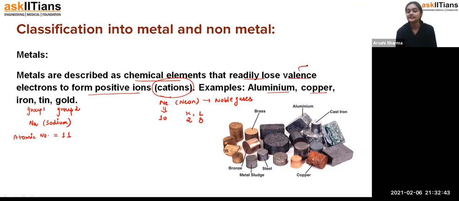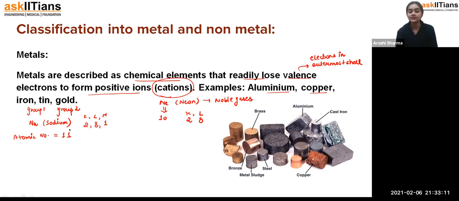Now what are valence electrons? Valence electrons are those electrons which are present in the outermost shell. The electrons in the outermost shell are called valence electrons. And we know, students, that metals can lose their valence electron only. So that is neon. But if I see sodium, it is 2, 8, 1 for the K, L, M shells.